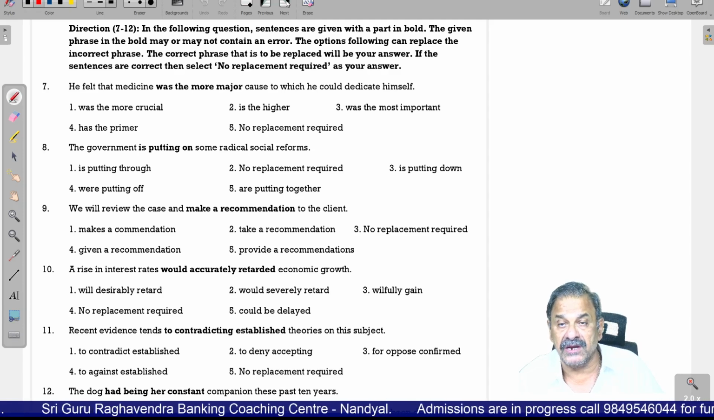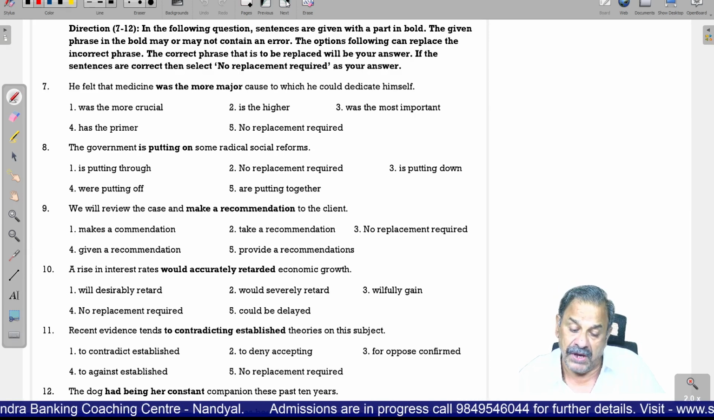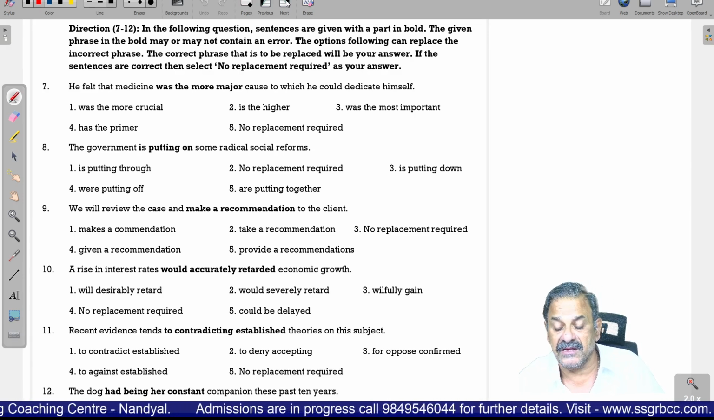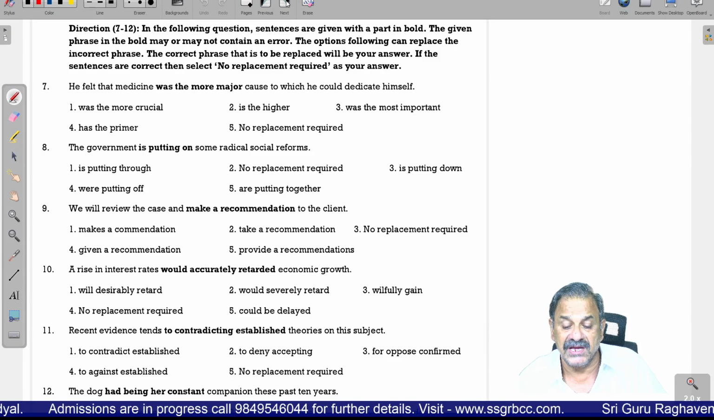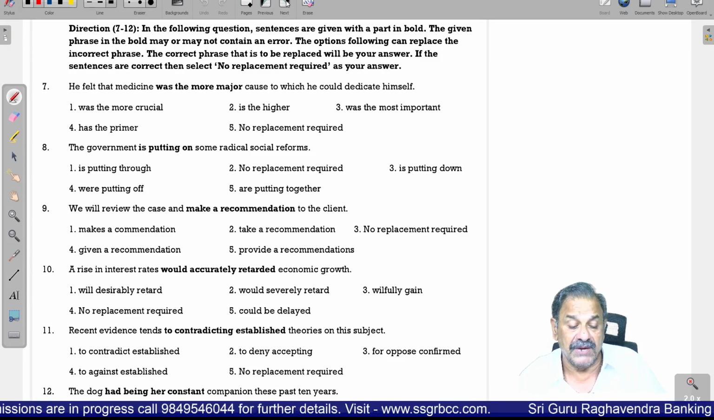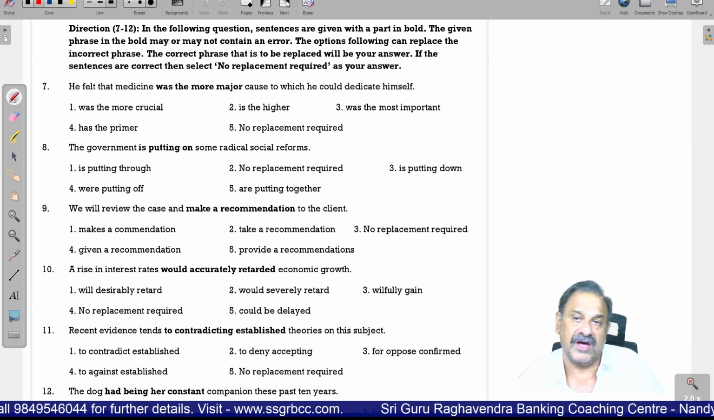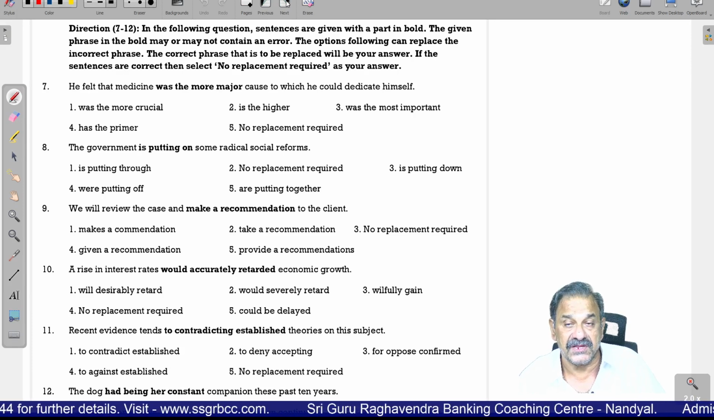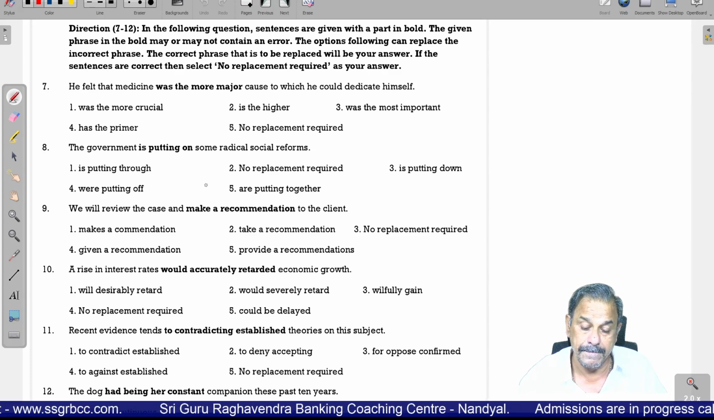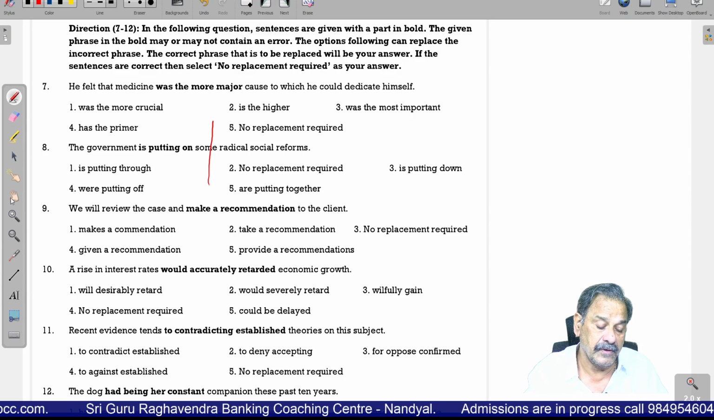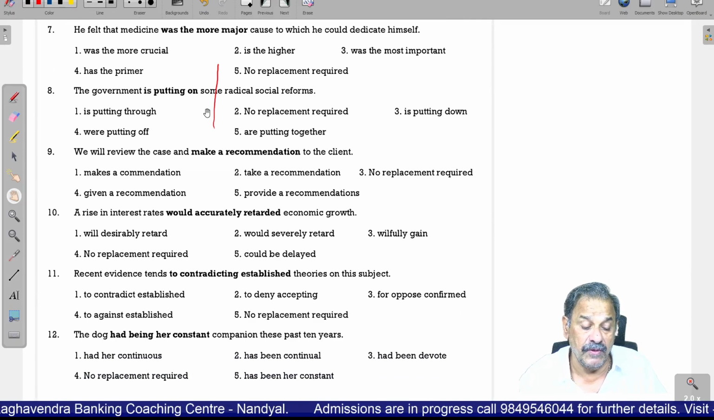In the following question, sentences are given with a part in bold. The given phrase in the bold may or may not contain an error. The options following can replace the incorrect phrase. The correct phrase that is to be replaced will be your answer. If the sentences are correct, then select no replacement required as your answer. This is known as sentence improvement.